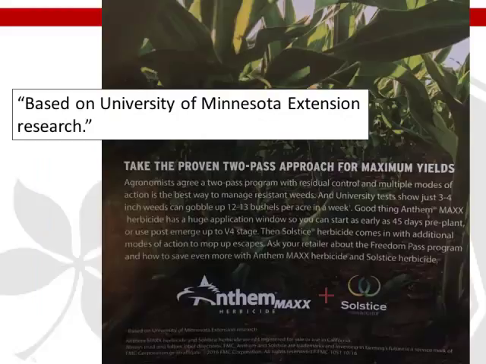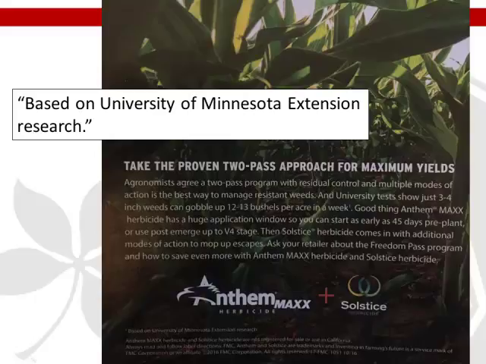And then we've got one. This is one of my favorites. This is for a 2-pass approach with a herbicide. Okay. It says, I have to read it and you have to listen very carefully. This one's tricky. It says, university tests show just 3 to 4 inch weeds can gobble up 12 to 13 bushels per acre in a week. Good thing Anthem Max herbicide has a huge application window, so you can start as early as 45 days pre-plant. And there was a little 1 there.